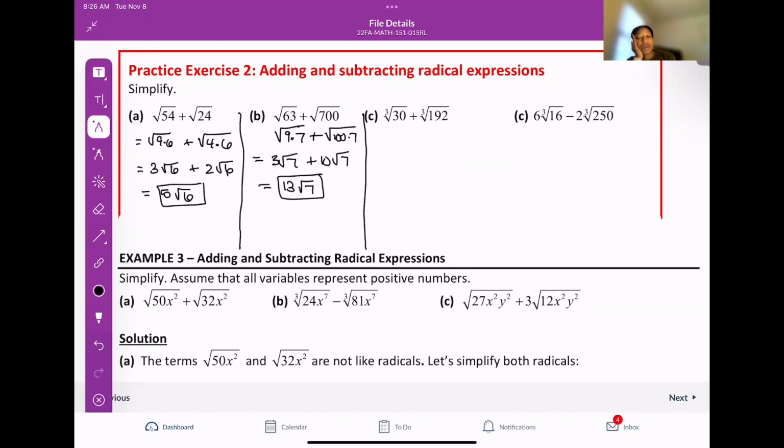All right, for A and B, we had square roots, so we were looking for perfect squares to pull out. For C and D, we have cubed roots, so we have to look for perfect cubes to pull out. For part C, is there any perfect cube that's a factor of 30? Our perfect cubes are like 2 cubed, which is 8, 3 cubed is 27, 4 cubed is 64. None of those are factors of 30, so we can't really simplify that much more in terms of cubed roots. And if we can't simplify that one, 192 definitely won't factor to a 30. That one can't be simplified anymore.